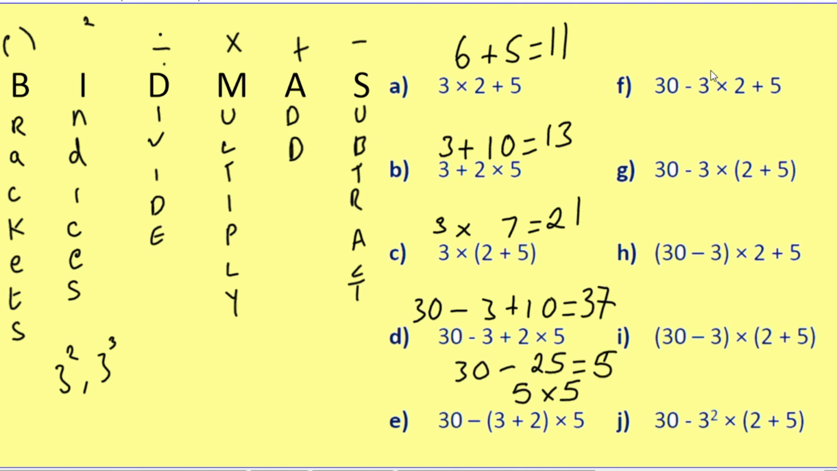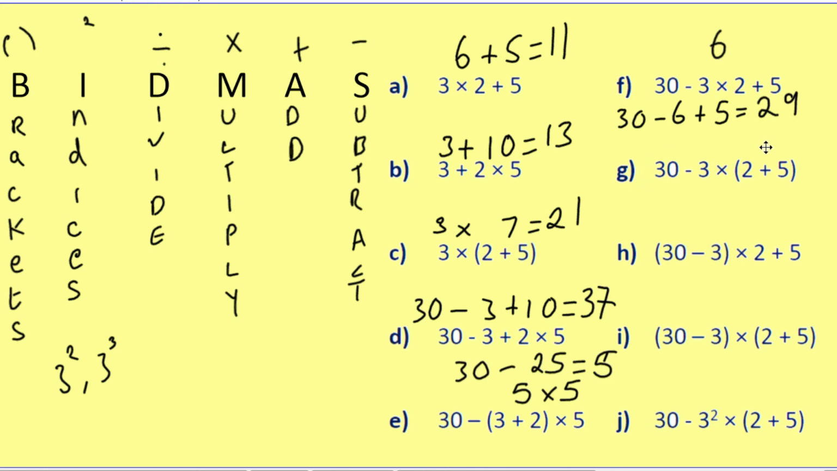F, we've got multiplication, a subtraction, and an addition. So we're going to do the times first. So we're going to do 3 times 2, which is 6. And then we've got 30, take 6, plus 5. So 30 take away 6 is 24. Add 5 is 29.